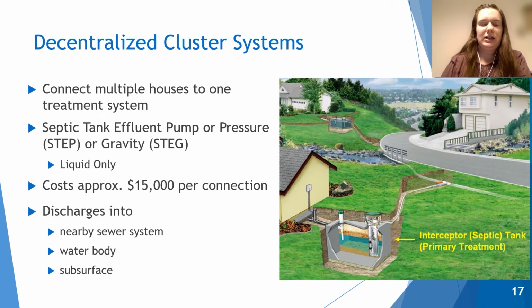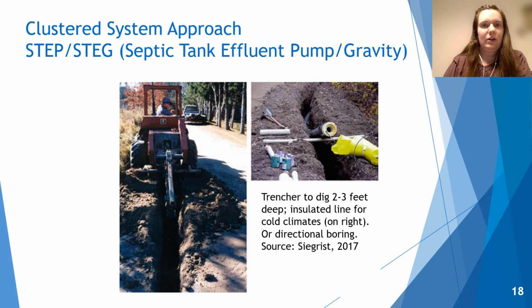Another option is to install decentralized cluster systems that connect multiple houses to one treatment system. The type of system that we primarily are focusing on is a septic tank effluent pump or pressure, also known as STEP, or if it's by gravity, it's a STEG. These have a septic tank at the house that collects the solids, and only the liquids are transported to a centralized treatment unit. The treatment unit can then discharge into a nearby sewer system or into a water body or into the soil subsurface. The liquids can either be pumped to the treatment system, that's how you get a STEP system, or they can be gravity fed, which would be a STEG.